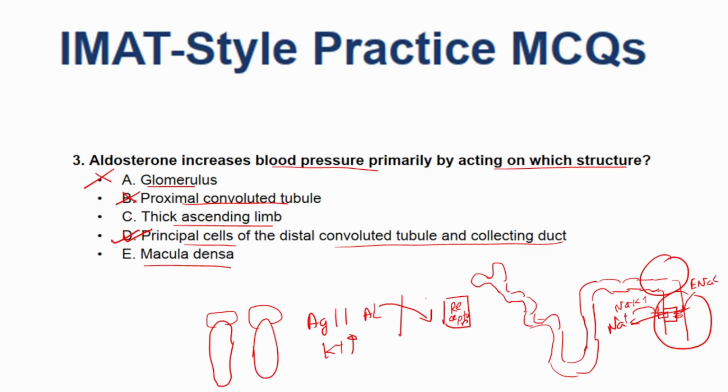Option C, thick ascending limb, utilizes the sodium-potassium-2-chloride transporter to build the medullary gradient and is the target of loop diuretics, not the primary site of aldosterone-mediated pressure control. Option E, macula densa, acts as a specialized chemoreceptor zone within the thick ascending limb that senses luminal sodium chloride concentrations to regulate renin release via tubuloglomerular feedback, making it functionally distinct. Understanding these localized pressures allows us to analyze the exact quantitative forces governing the initial filtration trap.